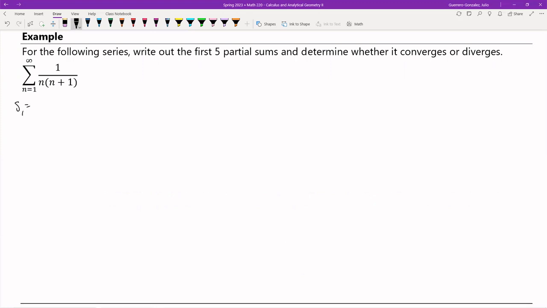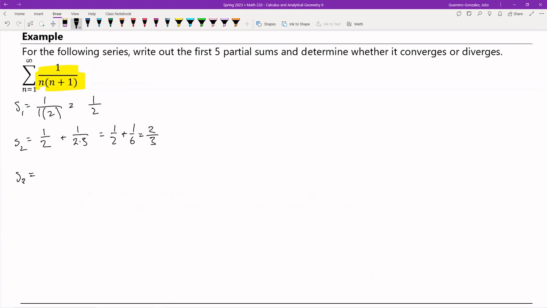So let me do S1 first, right? S1 is going to be 1 times 1 plus 1, which is 2. So this is 1/2. Let me move this down a little bit, S2. S2 is going to be the 1/2, plus 1 over 2 times 3, because this is my formula for it, which makes this 1/2 plus 1/6. This is going to be equal to 2/3. Okay, if you do the common denominator and all that jazz. Okay, all right, let's keep going.